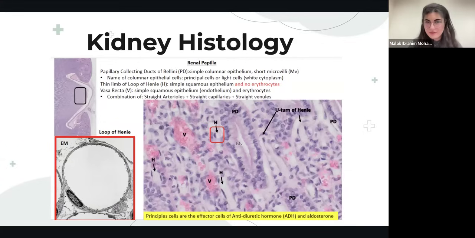Now, we're going to be talking about the papilla, which is the tip part of the renal pyramid that we talked about, right? So the papillary collecting duct, you would have the papillary collecting duct of Bellini, and you would see the loop of Henle and vasa recta. So as you can see, this is the loop of Henle. It looks like a loop.